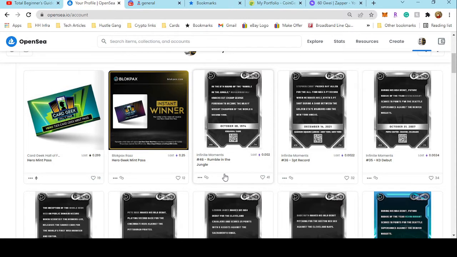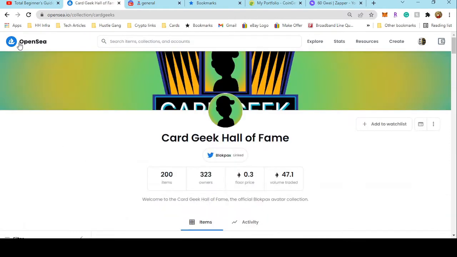The Elite Drop finished yesterday, and unfortunately, we did not win any of the Razzes. But what we did do is invest in a Hero Geek Mint Pass. So we have this Card Geek Hall of Fame Hero Mint Pass.